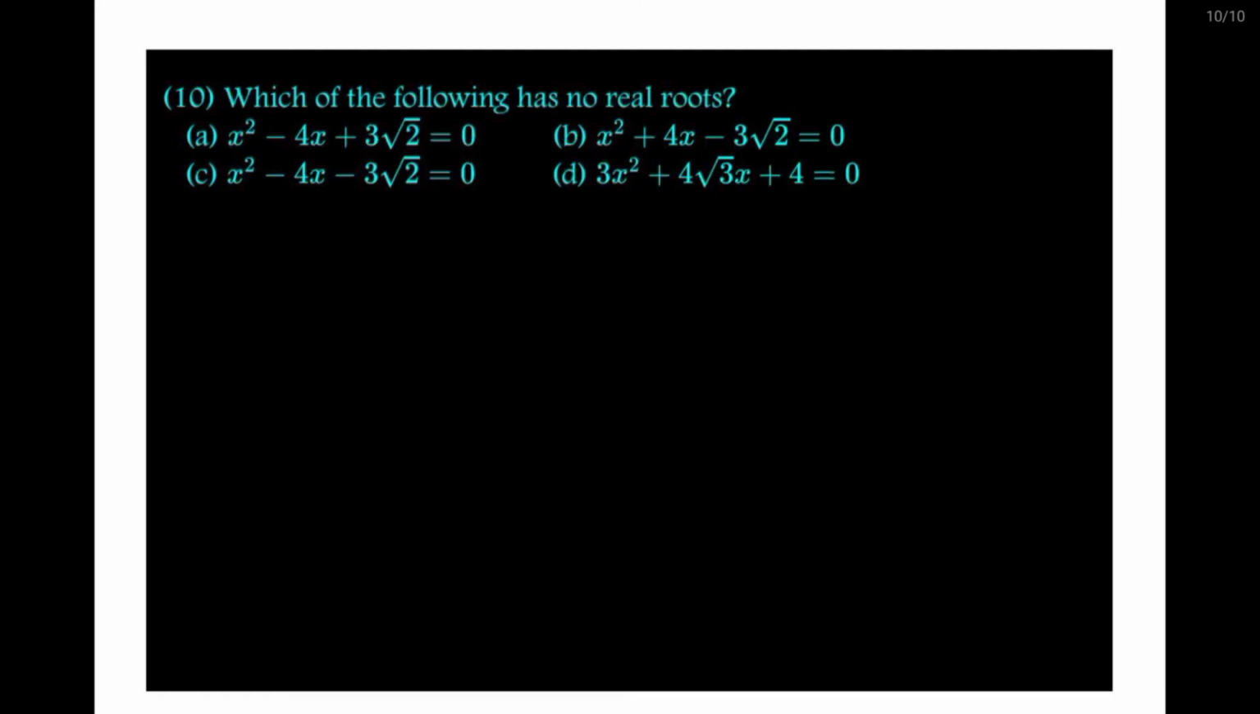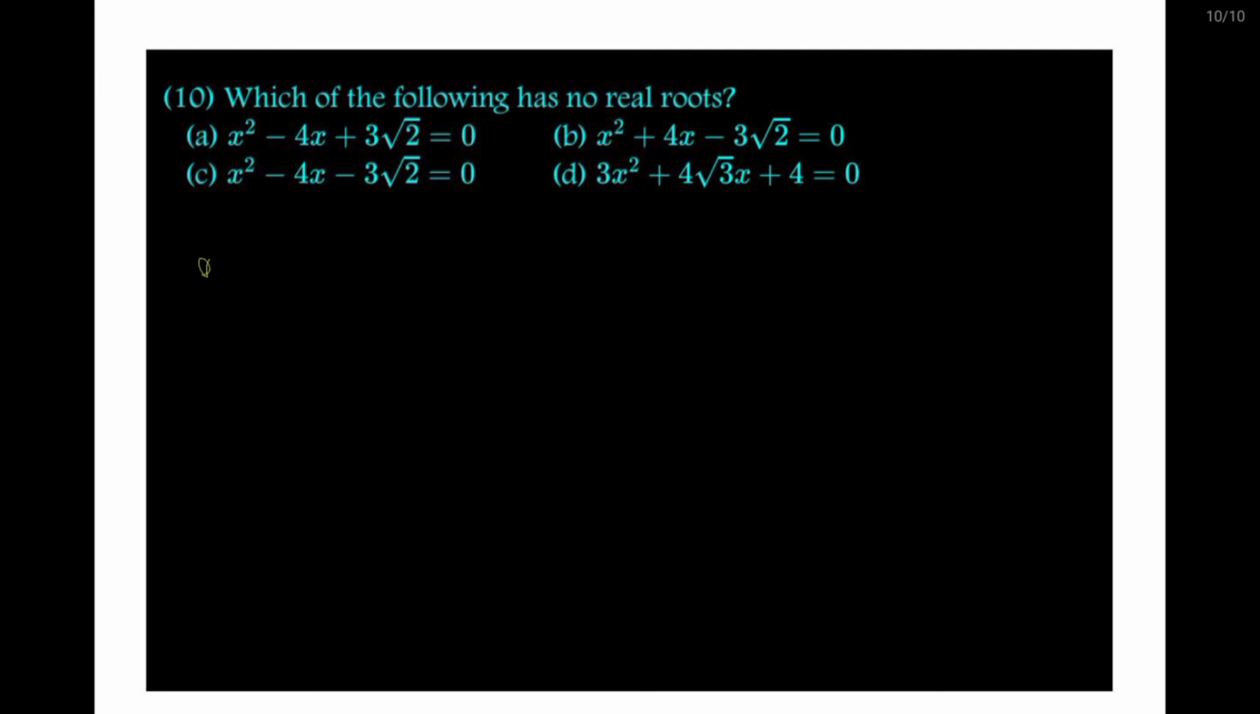Let's move on to the next question, and this will be the last question for this chapter. Which of the following has no real roots? And we have the condition for having no real roots by a quadratic equation: the discriminant must be less than 0. And here we'll have to find the discriminant of all of these actually, and the one having a discriminant less than 0 will be the equation which has no real roots. So we will check one by one.